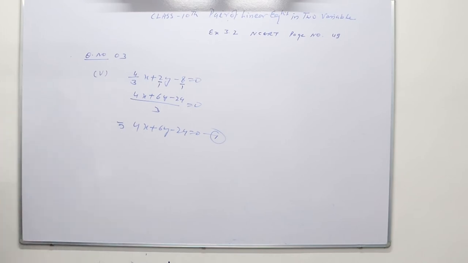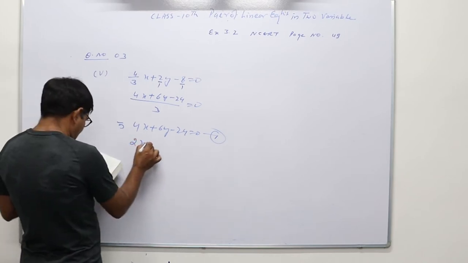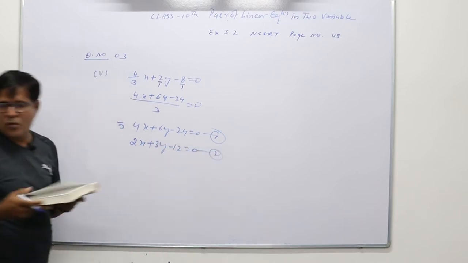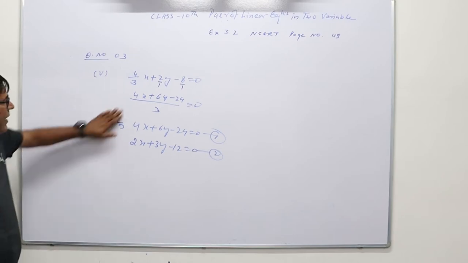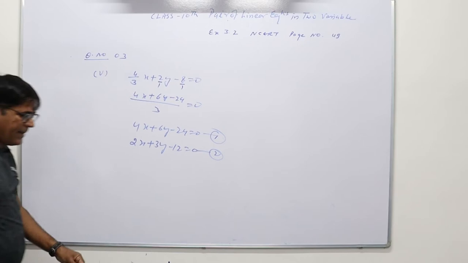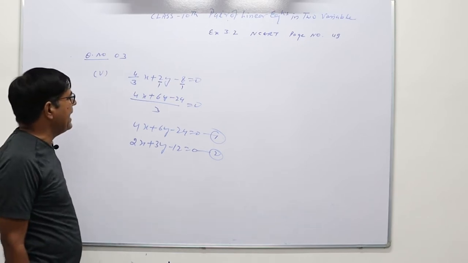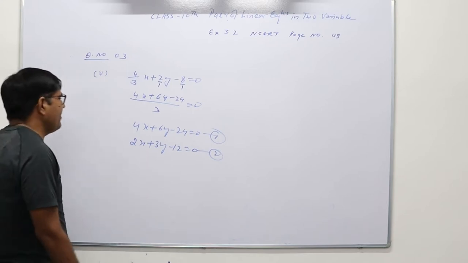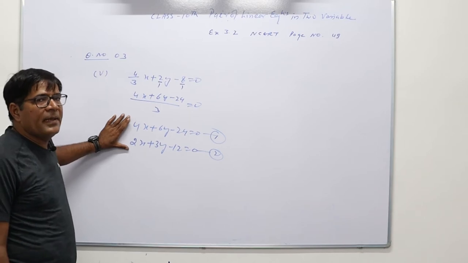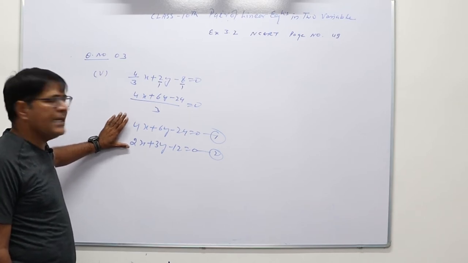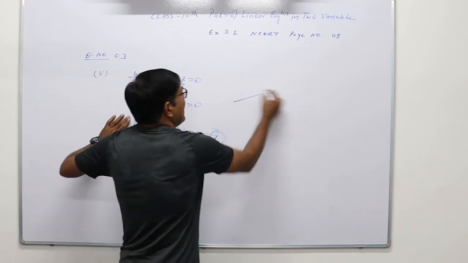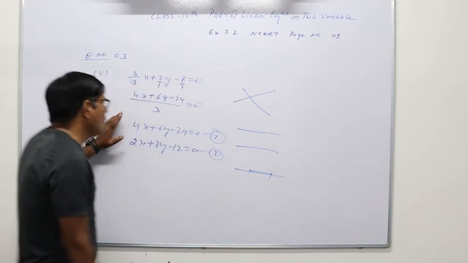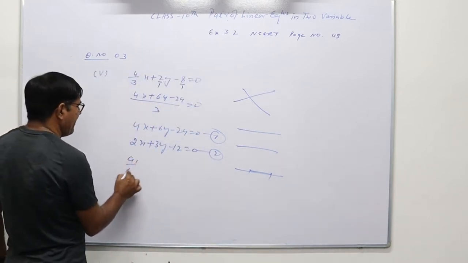And the second equation is 2x plus 3y minus 12 is equal to 0. Now what we have to do in this question: first we will check its algebraic conditions and then we will find whether the lines will intersect, be parallel or coincide, because for any system of linear equations there are basically three possibilities: either the lines will intersect, or the lines will be parallel, or the lines will overlap each other. So, first of all, check a1 upon a2.